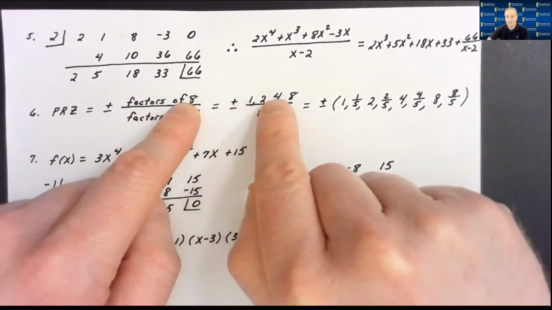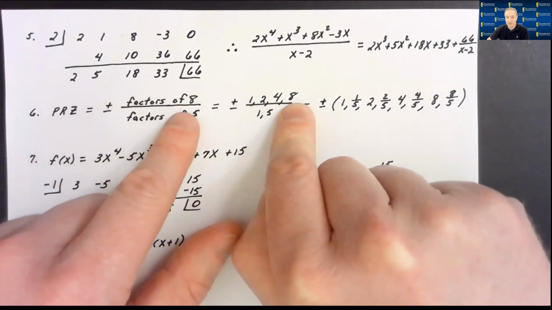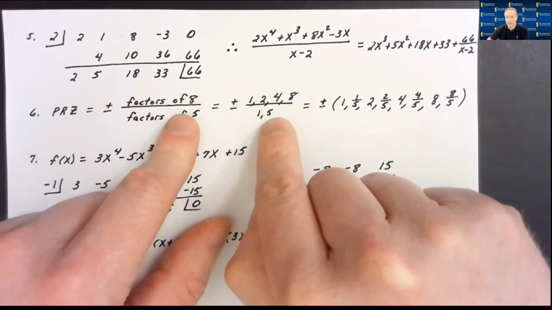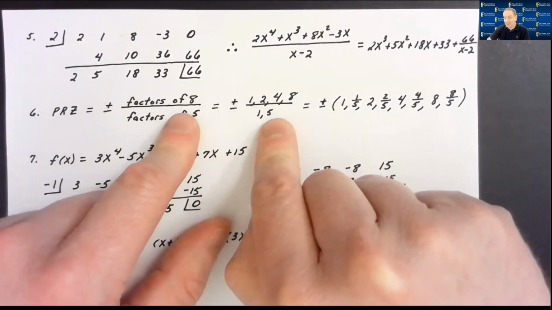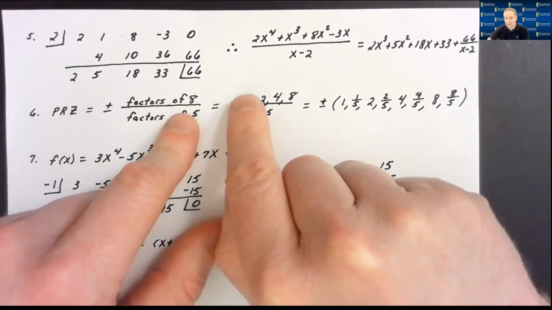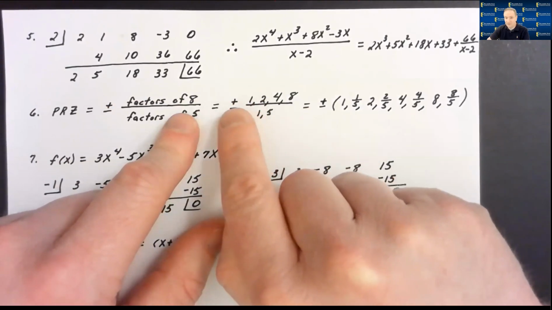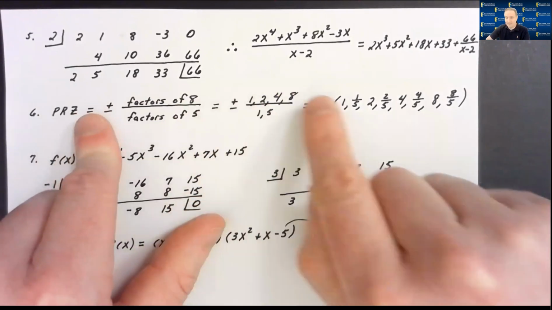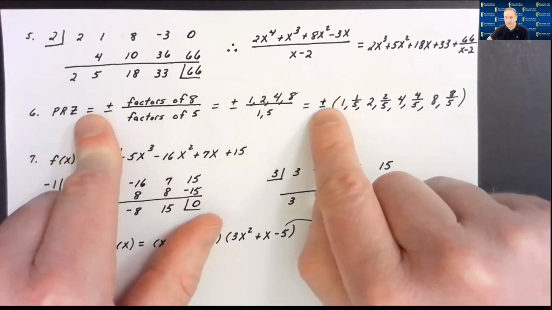That's 1, 2, 4, and 8. What numbers go into 5? Nothing more than 1 and 5. Now, I do need to account for the fact that these factors could be positive or negative. So please notice you have to keep that plus minus sign in every step.